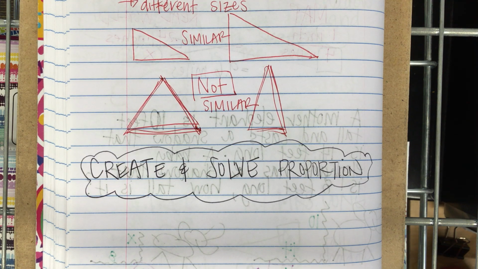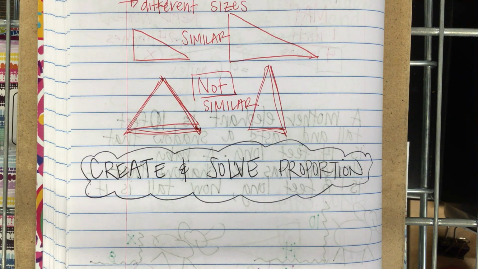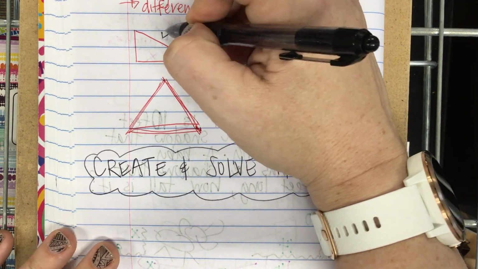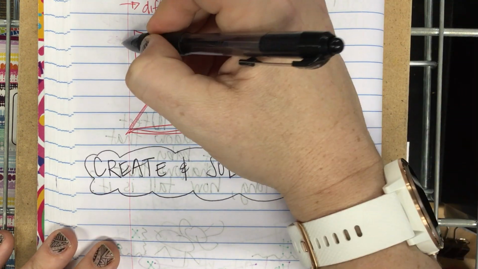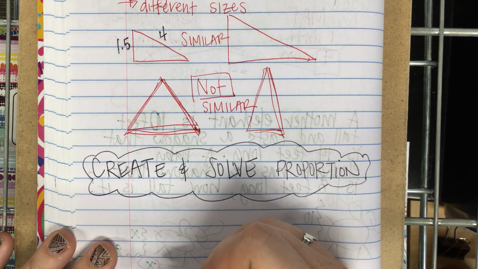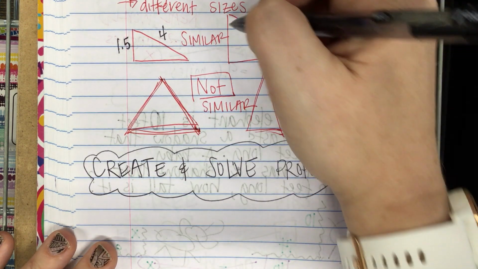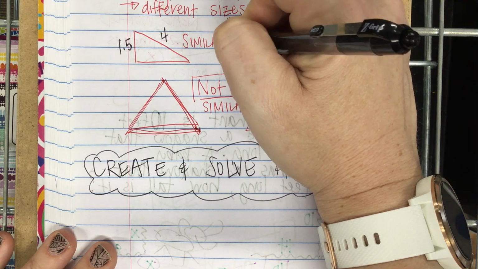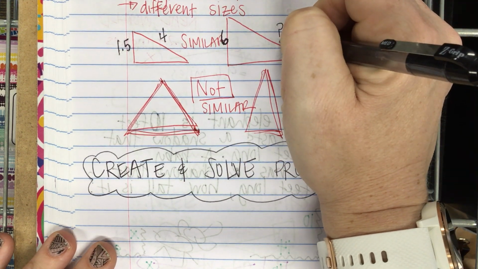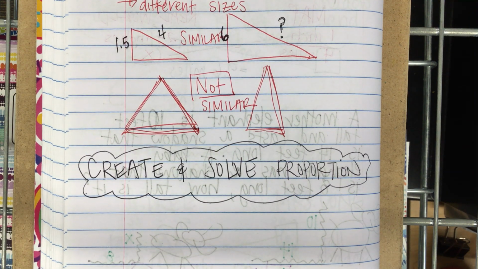So if I look at these similar triangles, and if I told you that this side was 4 and this side was 1.5, and I said this one was 6, can you figure out this guy? Yeah. It's the same thing as what we did yesterday when we set up our proportions.